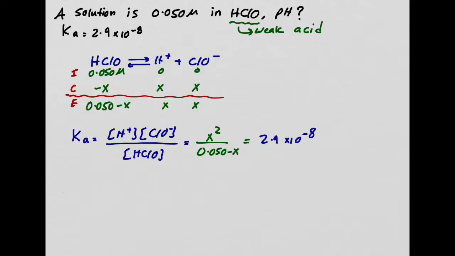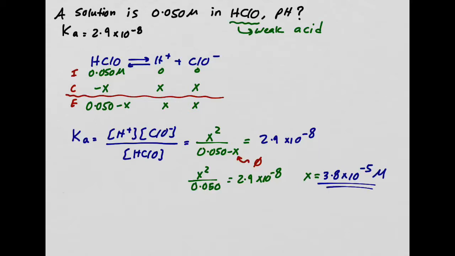Now, do you agree that the Ka is so much smaller than 1, right? This is a small value for Ka. Because this Ka is such a tiny value, I'm going to assume the X in the denominator is 0 to make my math a lot easier, okay? If I assume that, it would be X squared over 0.050 equals 2.9 times 10 to the minus 8. Now it's easier to solve for X. When you solve for X, do it on your own, then look at my answer. It's 3.8 times 10 to the minus 5 molar.